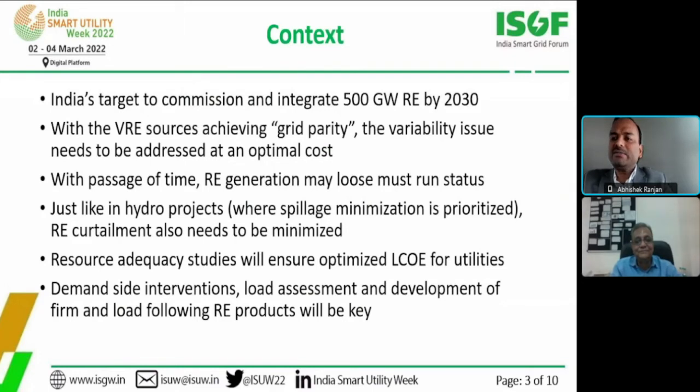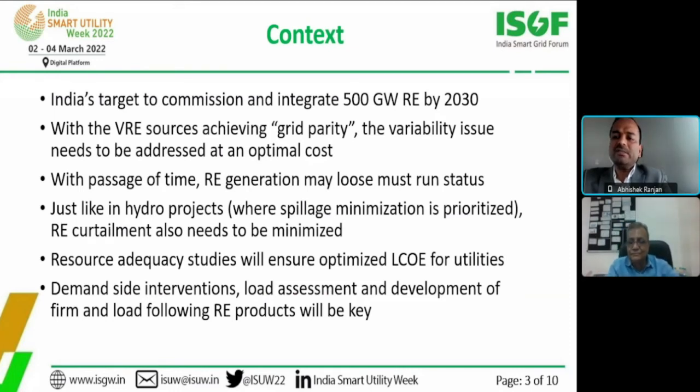So what is the context we are talking about? A target we all know, 500 gigawatt, the technical challenges, the commercial challenges. Now, variable renewable energy sources like solar and wind have achieved grid parity. In fact, they are much lower than the total cost of thermal. And in some cases, much lower than the variable cost of load-centered thermal stations also. A very pertinent example is the case of the Dadri plant in Delhi, where Delhi DISCOMs exited very recently.